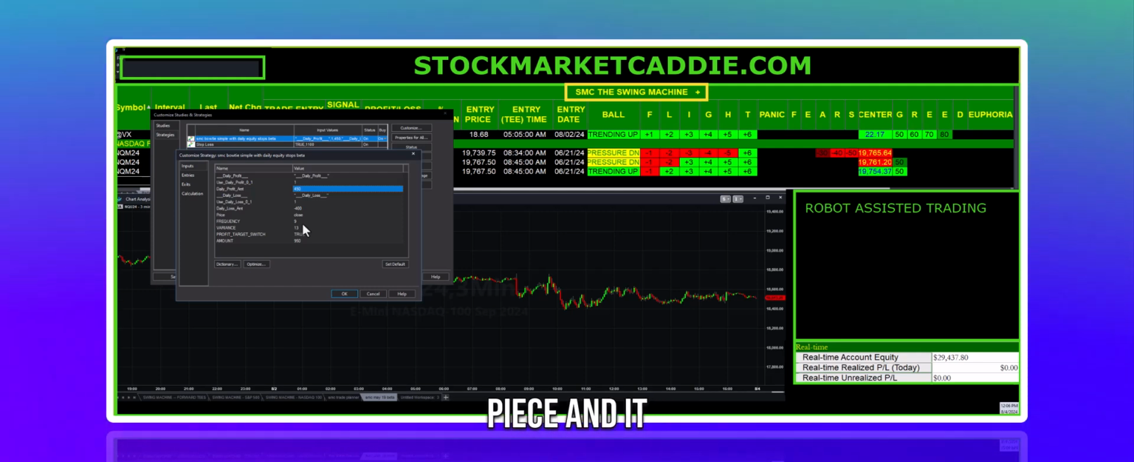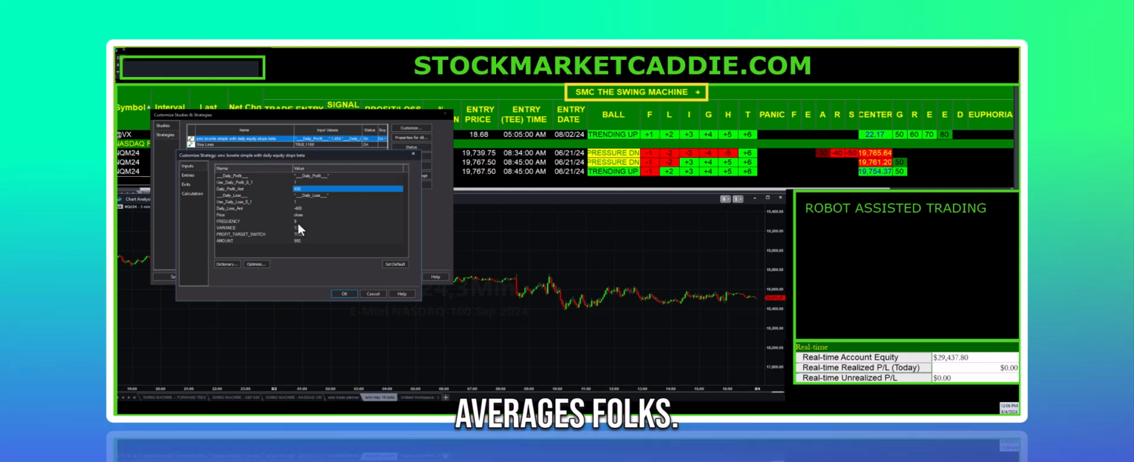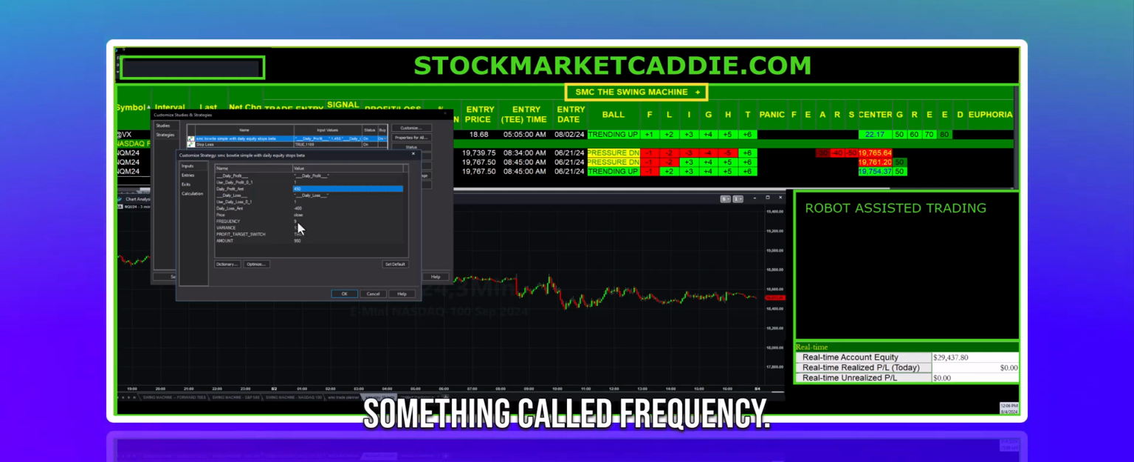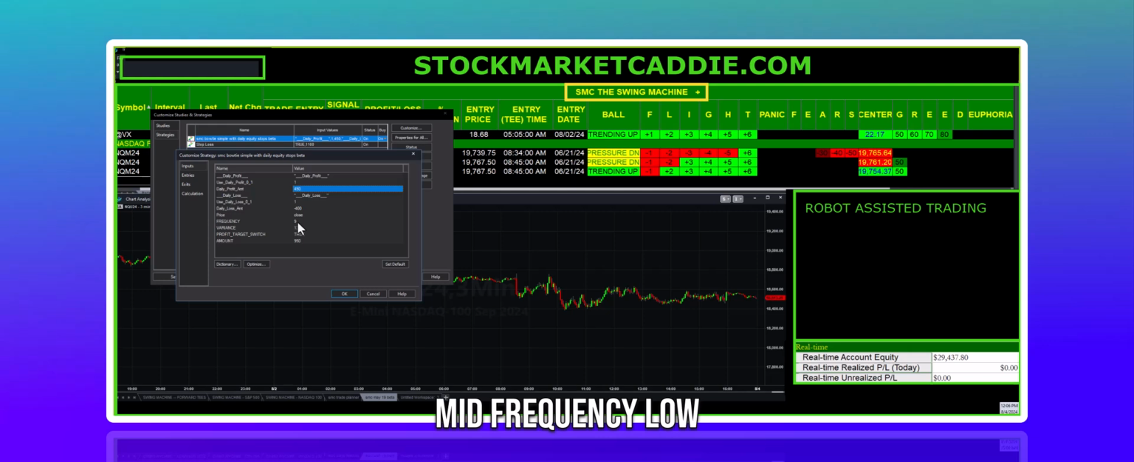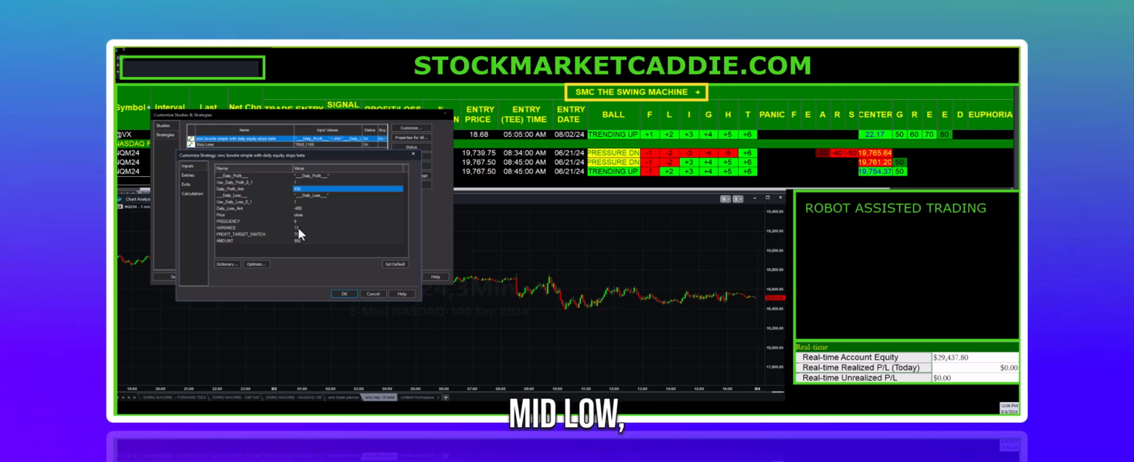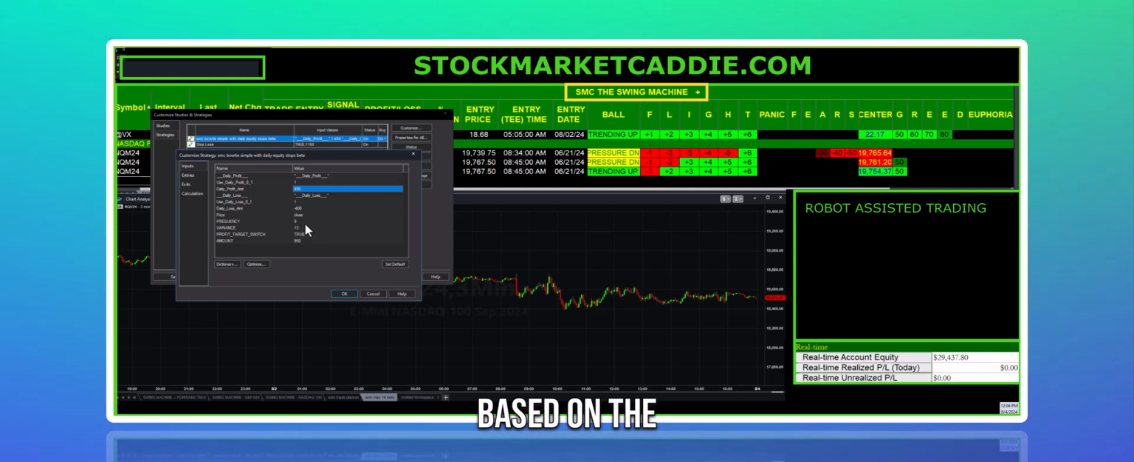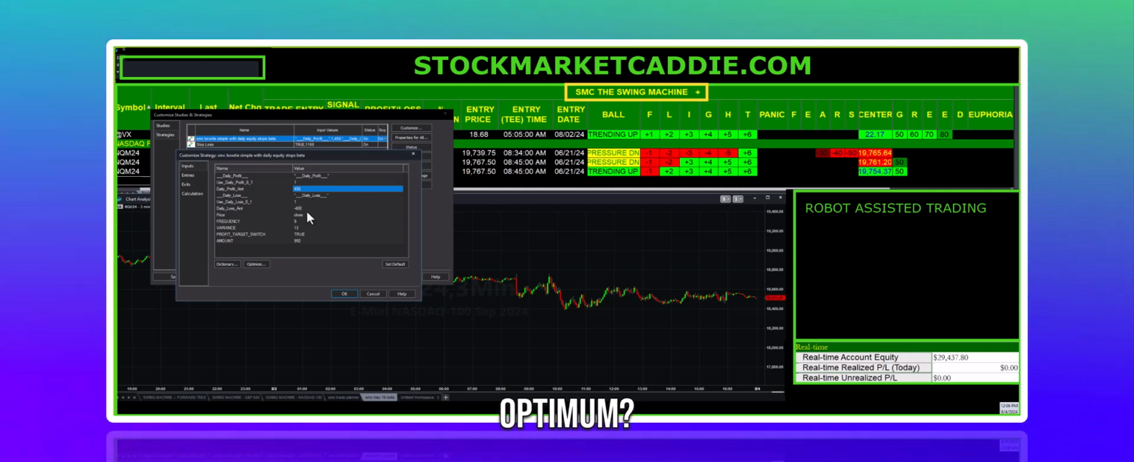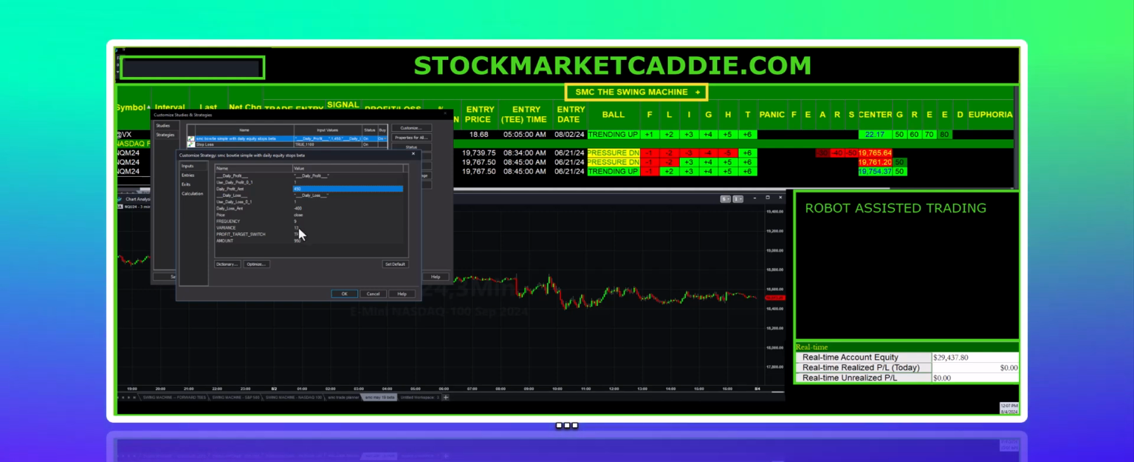It's the core piece, and it isn't using moving averages, folks. Something called frequency. You can have high frequency, mid frequency, low frequency. In the variance, it can be high, mid, low. And based on the last 2 months of trading, the computer will run through all of those iterations in the past 2 months. And it's going to tell us, as it did last week, what is the optimum value? What is the optimum input?